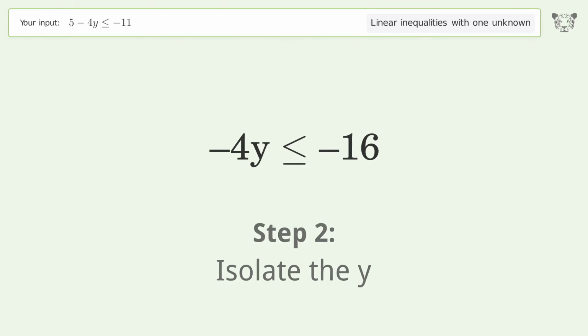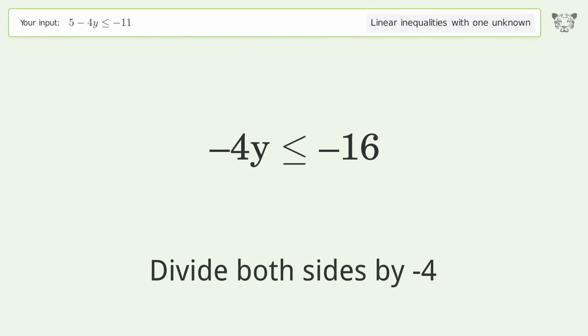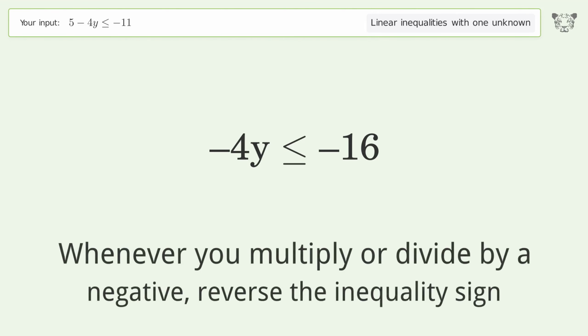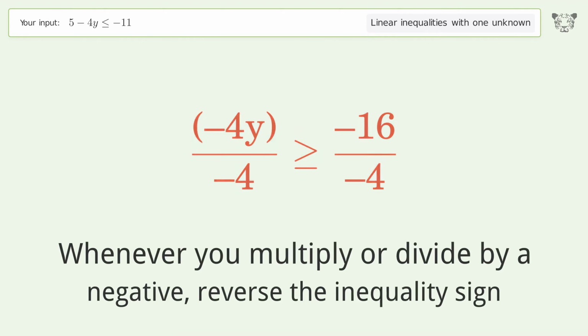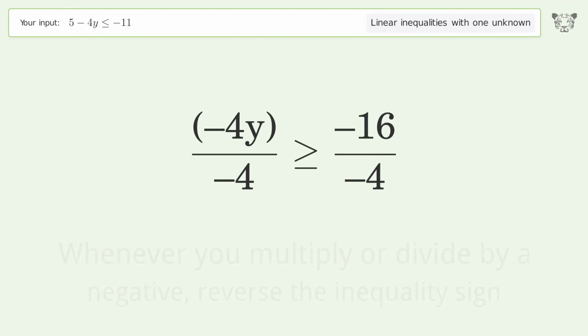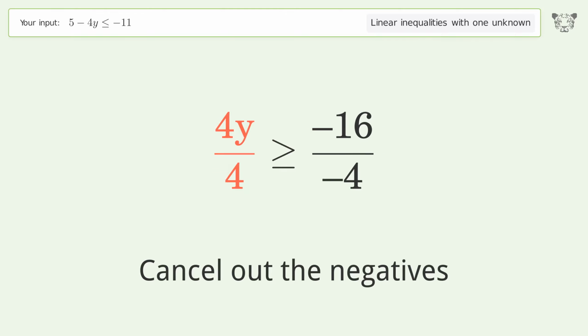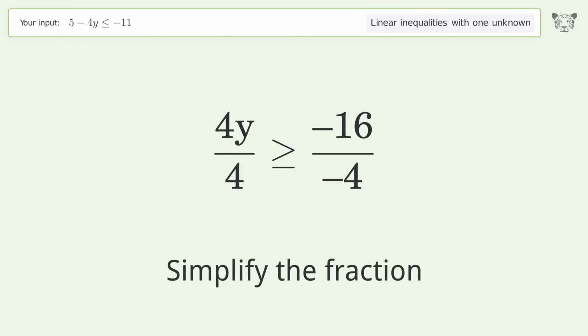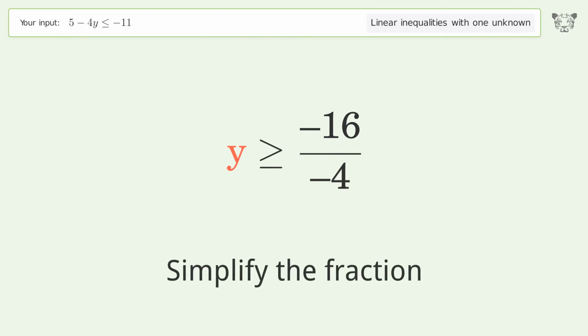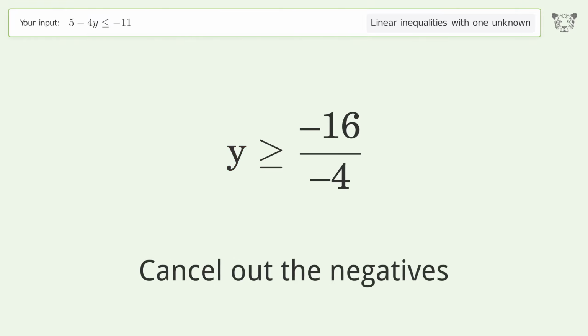Isolate the y. Divide both sides by -4. Whenever you multiply or divide by a negative, reverse the inequality sign. Cancel out the negatives. Simplify the fraction. Cancel out the negatives.